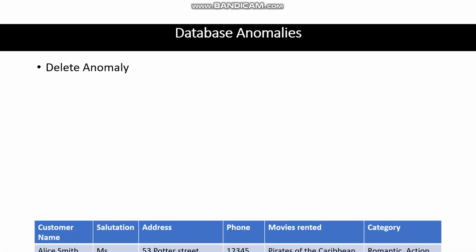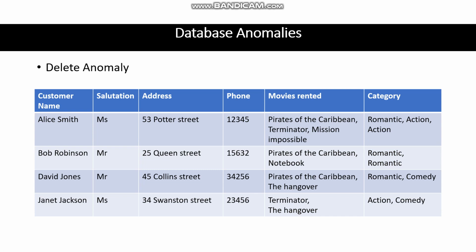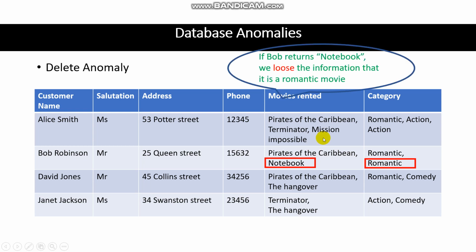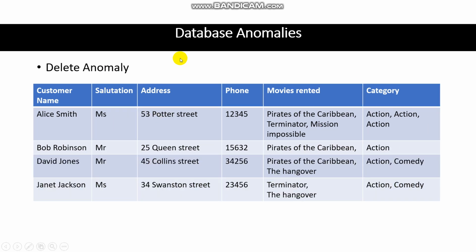Now we'll look at delete anomaly. Now consider that the Notebook, it's a romantic movie and it has only been rented out by Bob Robinson. Now if he returns this movie, then we need to delete this information that Bob Robinson does not have Notebook movie anymore. If we want to do that, what will happen? We will lose this information completely. We would not remember what kind of movie Notebook is, and our database becomes like this, where we do not have any information regarding the movie Notebook.